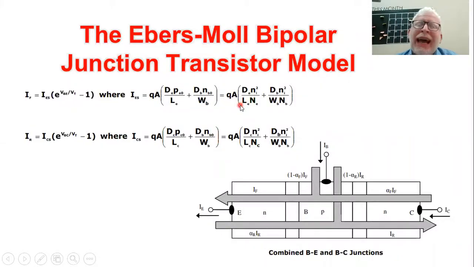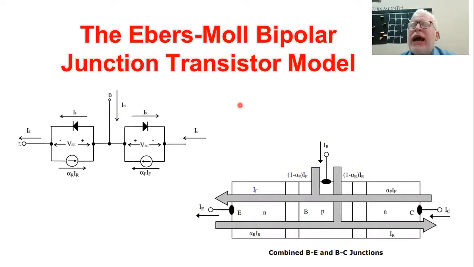So we can simplify this EM or Ebers-Moll model into a very simple circuit schematic. As we see, we have two p-n junctions. And for each p-n junction, you have two conditions: either it's forward or it's reverse. This is the base-emitter junction. If this is forward bias, then the current will be conducted in this direction. If it's reverse bias, then the current will be conducted in this direction.